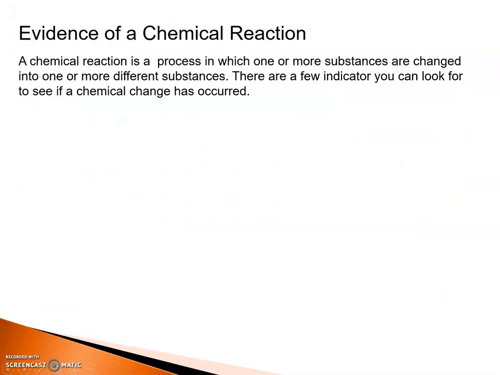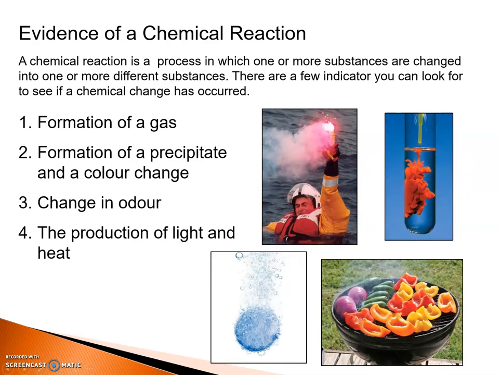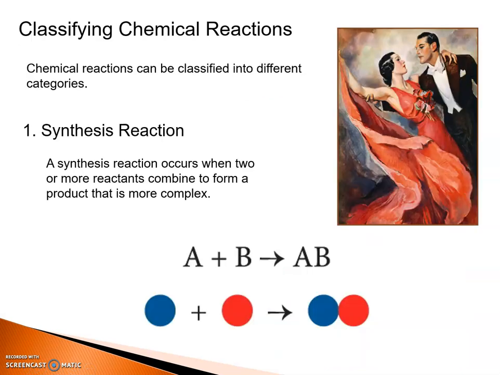Moving on, the next thing we need to remind ourselves of is that the evidence of a chemical reaction is found by 4 different things. One is the formation of a gas, formation of a precipitate, which is a solid, and a color change. And that's what we see in the little test tube there on the right. We also have a change in odor. So if something starts to smell, that is the evidence of a chemical reaction. And lastly, the production of light and heat. So if any of those occur, it's a chemical reaction that has taken place.